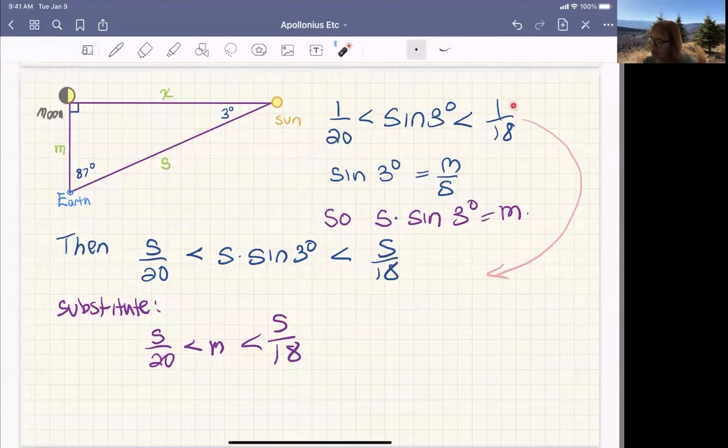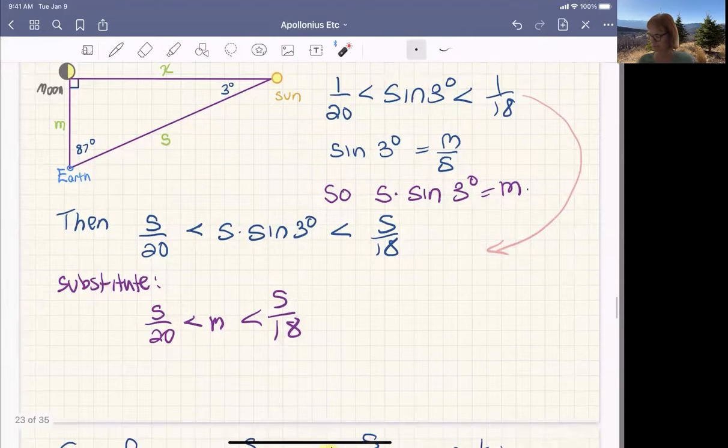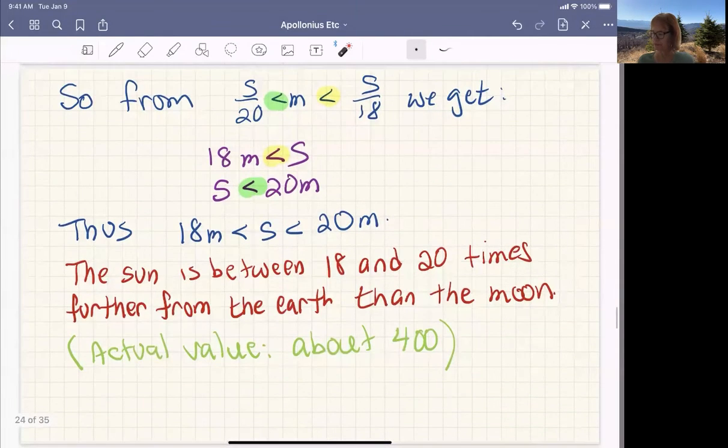So now taking this equation here and multiply through by s, you get s over 20 is less than s times sine of 3 degrees is less than s over 18. But s times sine 3 is m, so you get s over 20 is less than m is less than s over 18 by substitution. So I've just copied that inequality from the previous page.